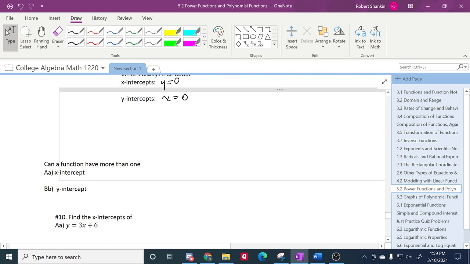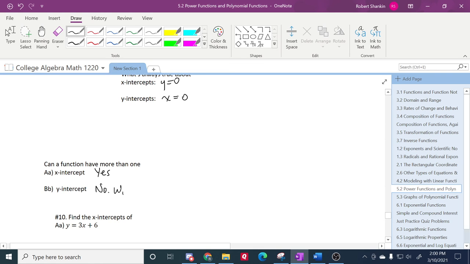All right, and can a function have more than one x-intercept? The answer is yes. Can it have more than one y-intercept? No. It wouldn't pass the vertical line test.